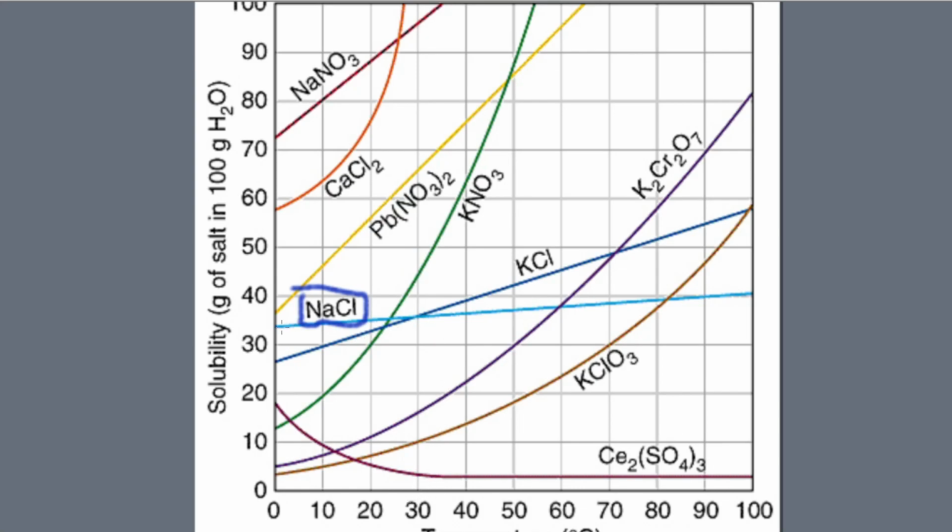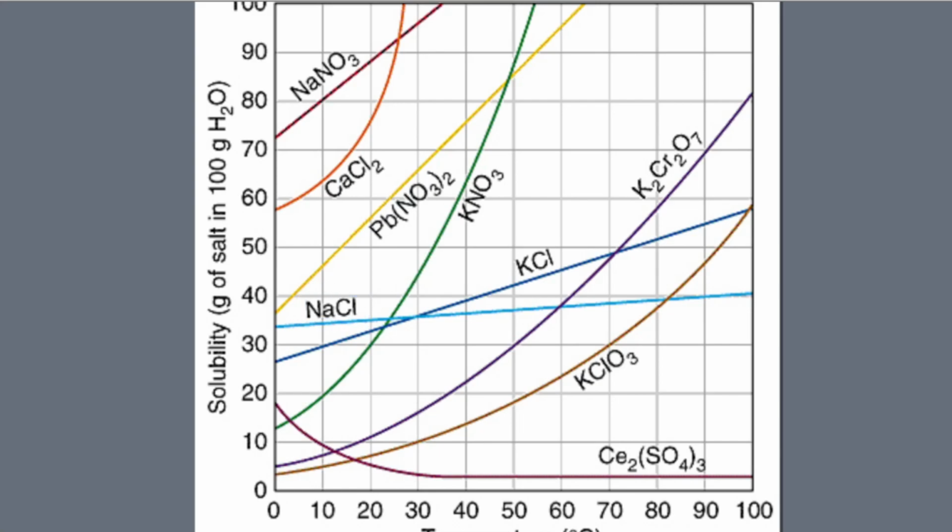How much? So we look at the line, and it goes to, where's 30 degrees? 30 degrees is right there, so it goes to about there, which is about, I'd say 35 grams. So 35 grams of NaCl can be dissolved in water at 30 degrees. Anything above that, supersaturated. Anything below that, undersaturated.